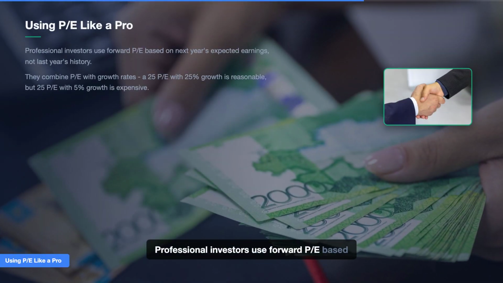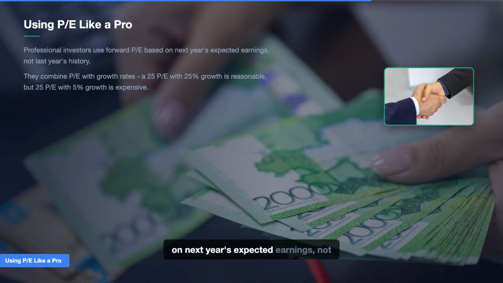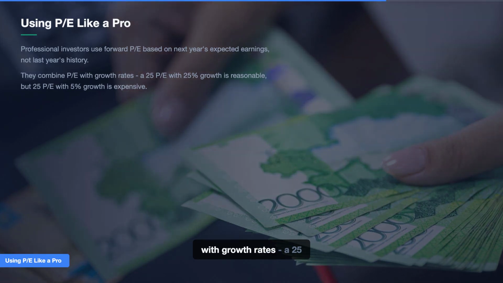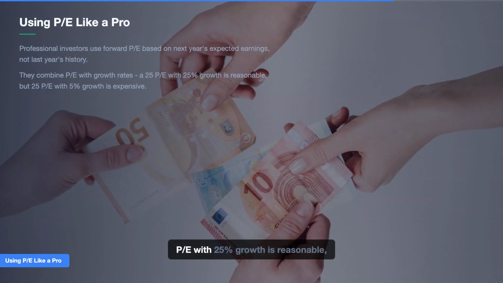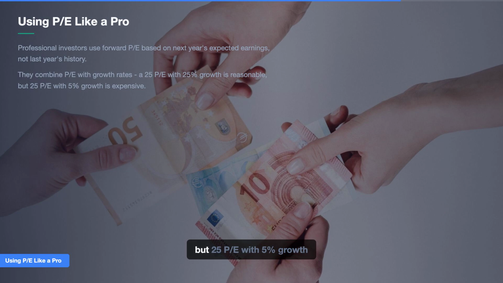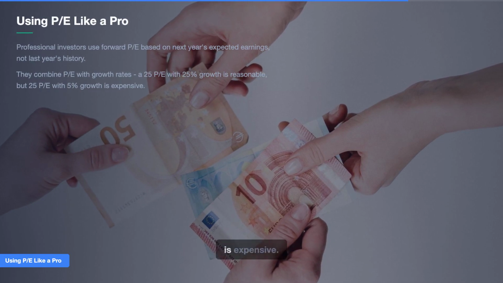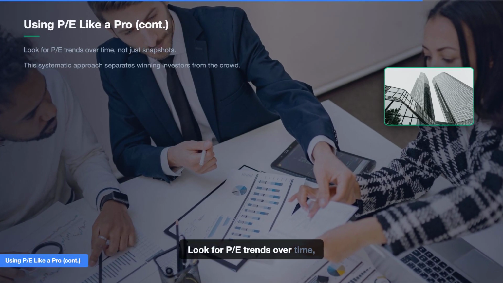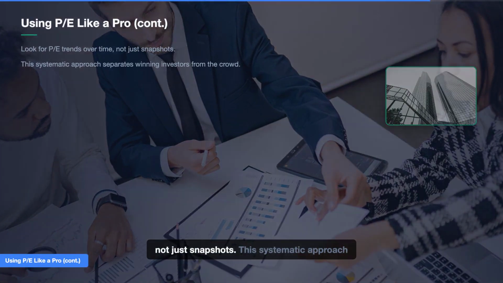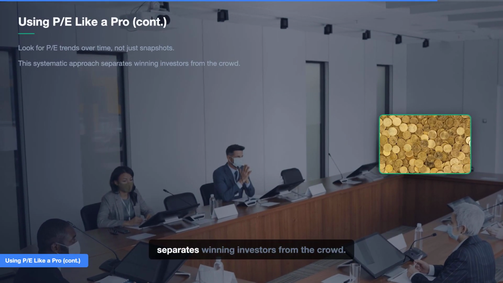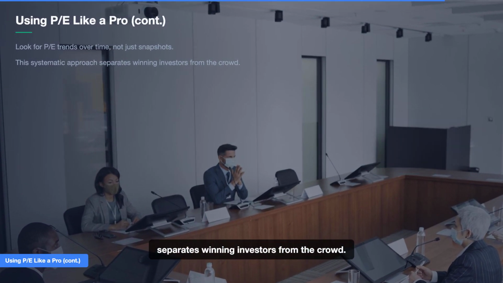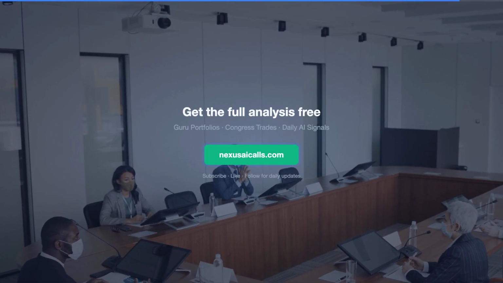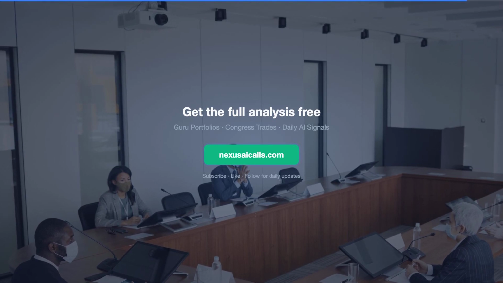Professional investors use forward P/E based on next year's expected earnings, not last year's history. They combine P/E with growth rates. A 25 P/E with 25% growth is reasonable, but 25 P/E with 5% growth is expensive. Look for P/E trends over time, not just snapshots. This systematic approach separates winning investors from the crowd. Master P/E ratios and you'll avoid overpaying for mediocre stocks while spotting genuine opportunities others miss.